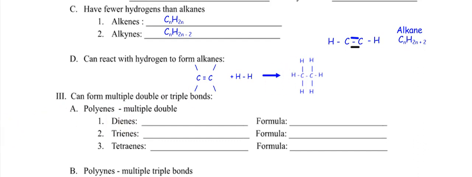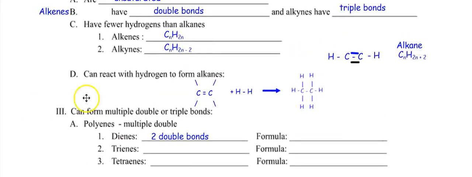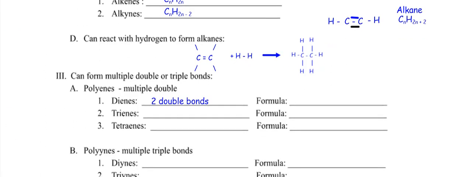Now, what else do we know? That we can form multiple double or triple bonds. All right. So a diene, look at that prefix. What does that literally mean? Two enes, two double bonds. All right. So let's go back up here again. If I have an alkene as CnH2n, I'm going to put another double bond in it. Don't have to take away another two hydrogens. Yes, I do. All right.